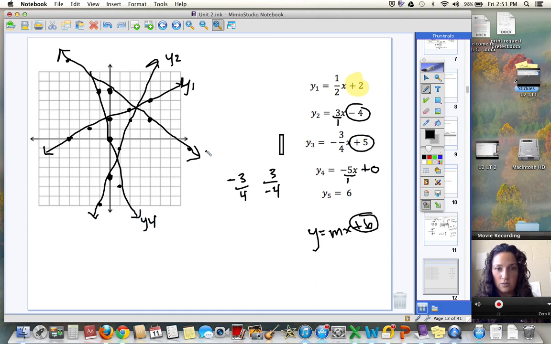y4, I forgot to mark that. This one was y3. Please use a straight edge. Don't pull a Miss A. Miss Aaron is not very good right now.